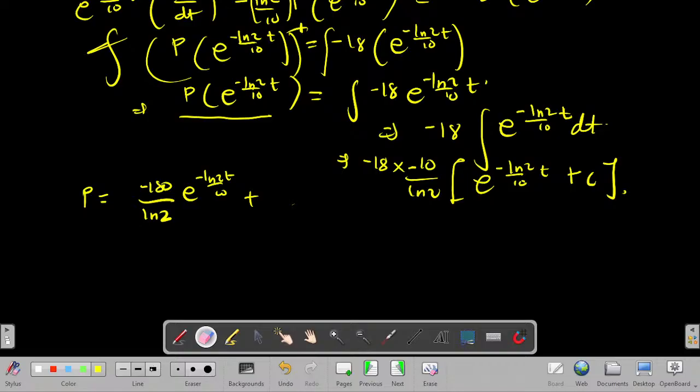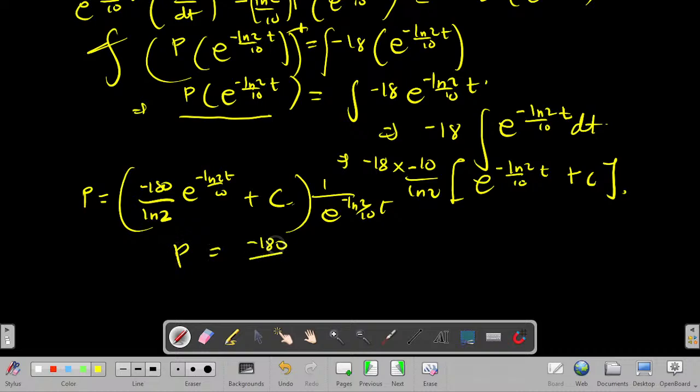Okay, so we're gonna have c here, right? And everything I have here will be divided by the coefficient of my p, which is 1 over e to the power negative ln 2 over 10t. And from here, you can clearly see that this will come and cancel this, and I'll have my p to be equal to negative 180 over ln 2, standing there alone because this will go away, plus c.